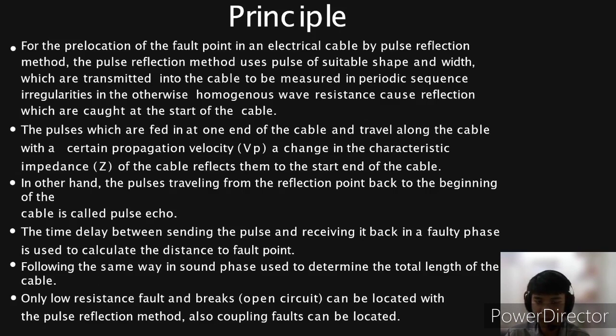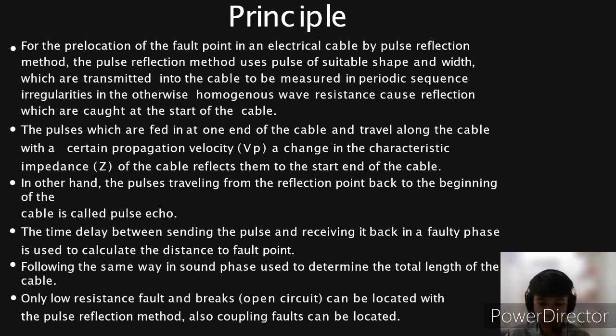For the pre-location of the fault point in an electrical cable by the pulse reflection method, the method uses a pulse of suitable shape and width, which is transmitted into the cable to be measured in a periodic sequence. Irregularities in otherwise homogeneous wave resistance cause reflections, which are caught at the start of the cable. The pulses are fed in at one end of the cable and travel along the cable with a certain propagation velocity Vp.